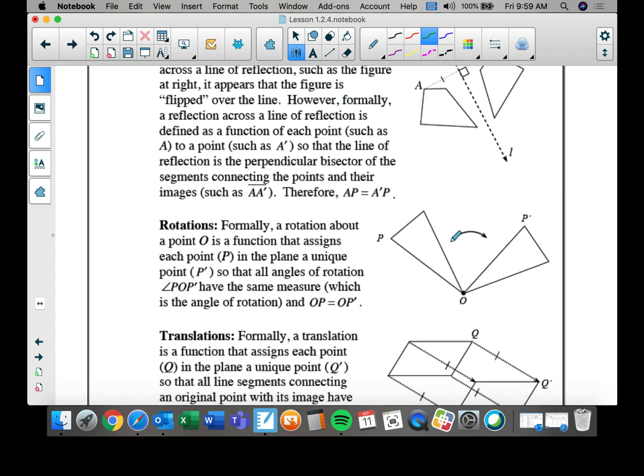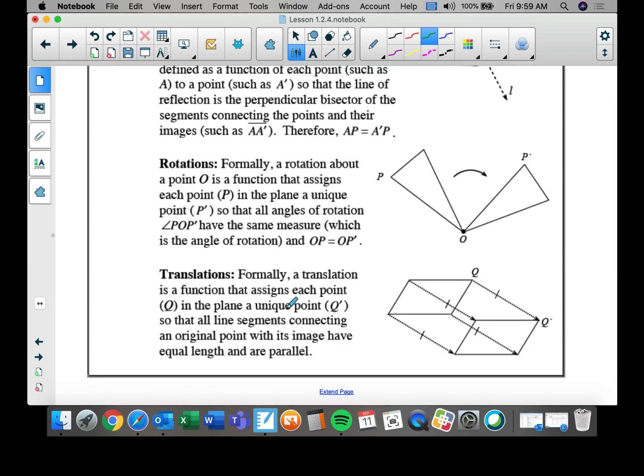Rotations are rotated around a point. And remember, you need a point of rotation, and you need a degree and which direction we're going to go. So you need an angle of rotation and a direction of rotation. And finally, a translation is probably the easiest one. That is just a slide where you're taking something and sliding it from one spot to the other.